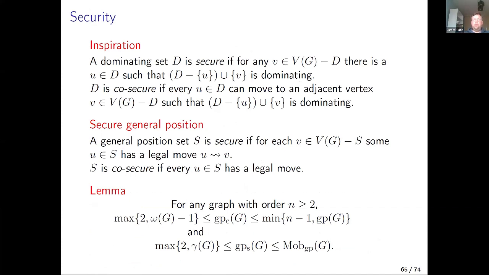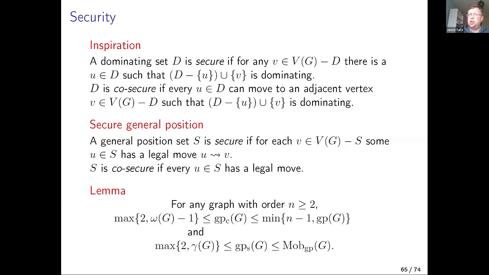Okay, now that we've defined that problem, another way that the domination problem has influenced the general position number is security. There's something called the secure and co-secure domination problems, which have already come up in the first talk, in fact. So for example, a dominating set is secure if for any vertex outside D, there's a vertex inside the set that can move to it and still have a dominating set. And this led us to define a secure general position set as one in which for every vertex outside the set, there's a robot inside the set that can move to it and still be in general position. And it's co-secure if every vertex inside the set can make some move. So these are just translating security and co-security from domination into general position.